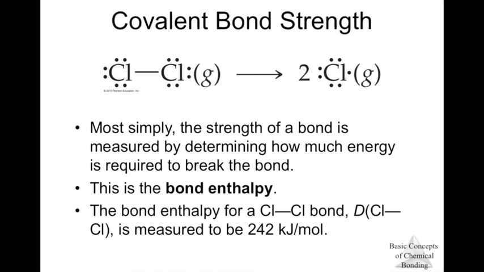A little bit about bond strength. Simply put, the strength of the bond is how much energy it takes to break that bond, right? And that's called bond enthalpy. So the bond enthalpy of a Cl-Cl bond, we say D(Cl-Cl), is measured to be 242 kilojoules per mole. So it's a positive number. We have to input energy to get that bond to break.